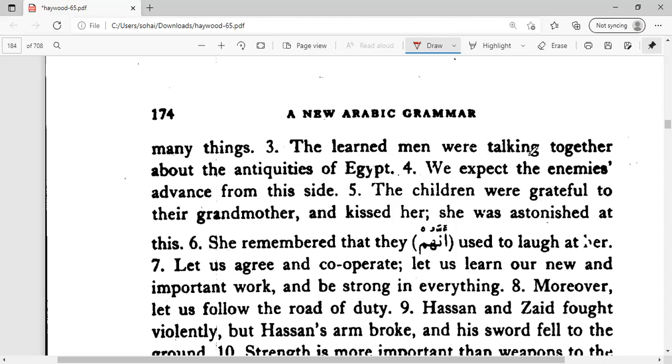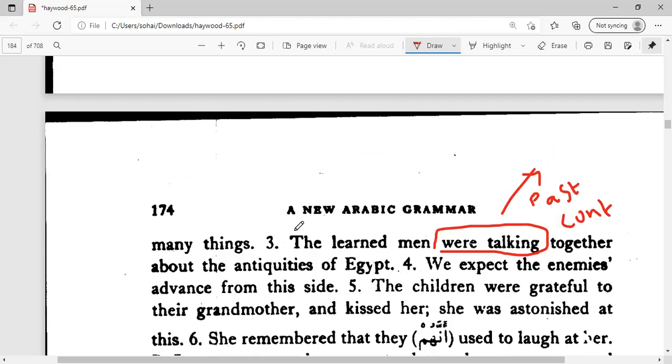The only difference is we're not saying that the learned men spoke together. We are saying they were talking. Because they did it in the past, it's called past continuous. Do you remember this? Yes. So it's going to be kana with the imperfect. Yes, kana al-ulama'u yatahadathuna an athari Misra. Misra means Egypt, it is diptote.